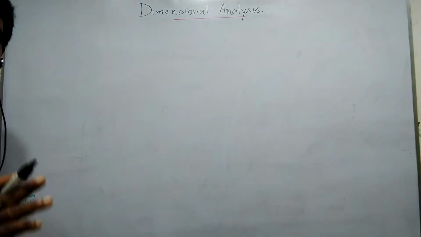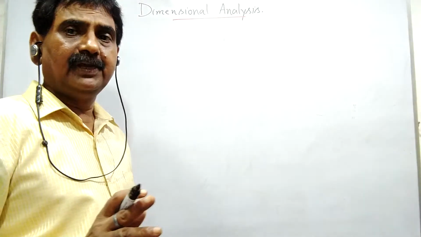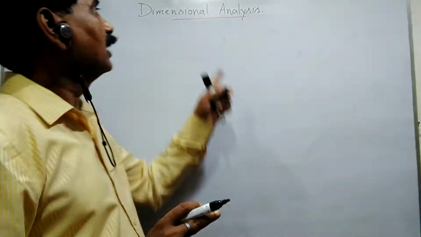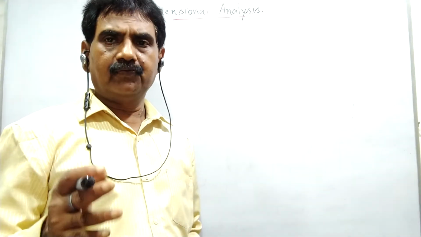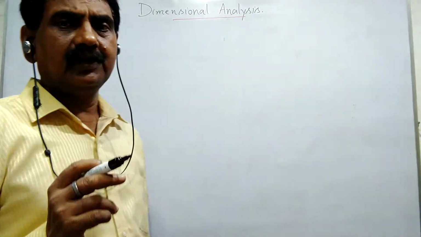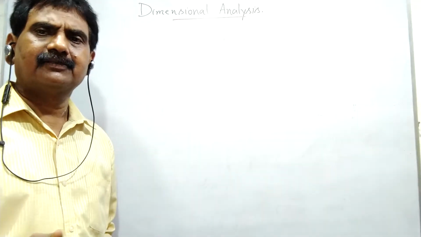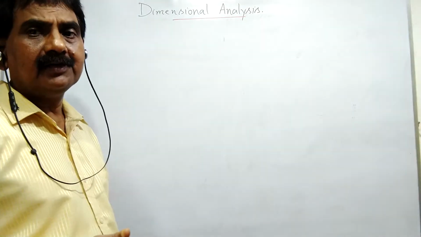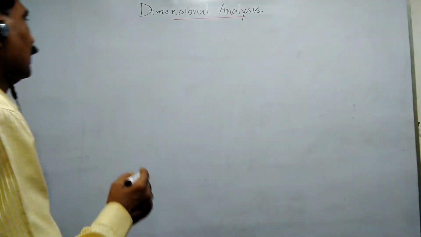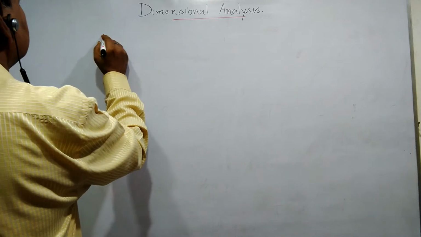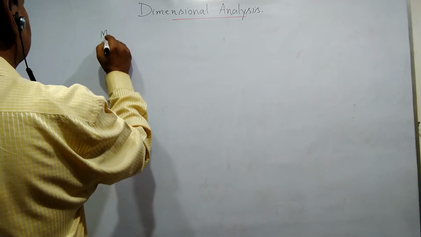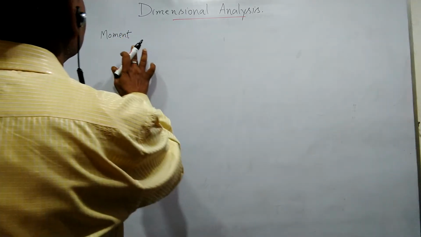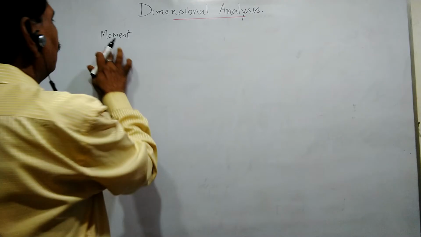Okay, students, in the previous class we have already learned to write down the dimensional formula of different derived quantities. Now let us take some other physical derived quantities and try to write down their dimensions. At first we take the derived quantity moment, and try to write down the dimensional formula of moment.